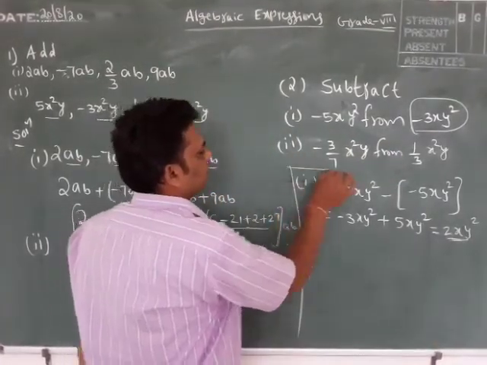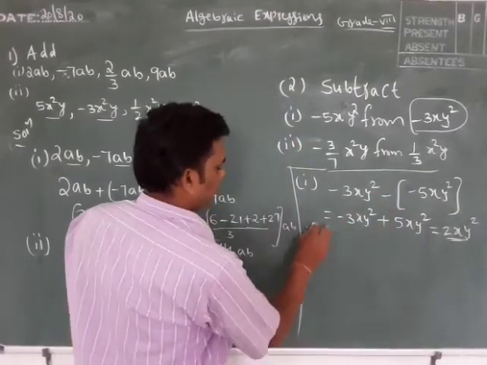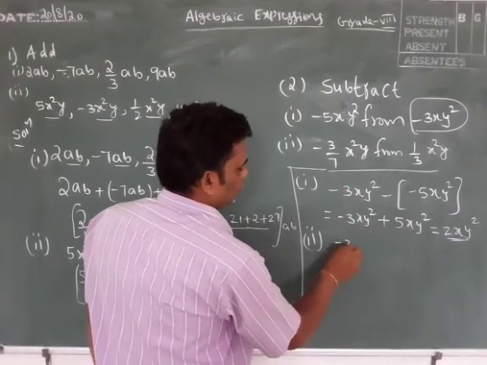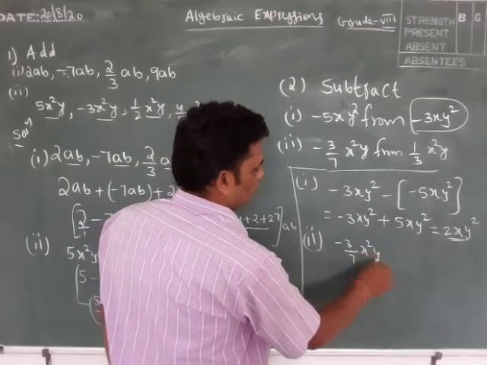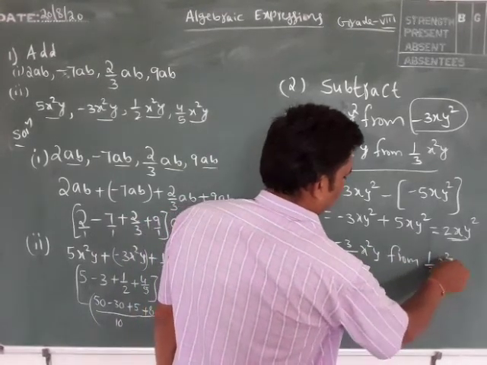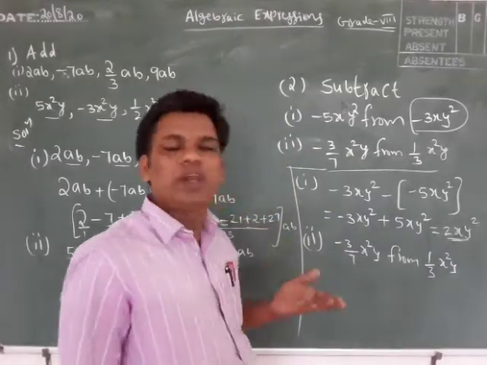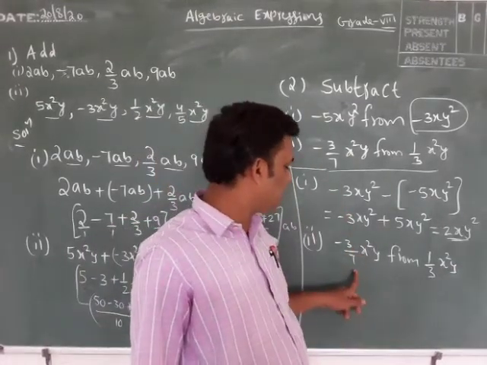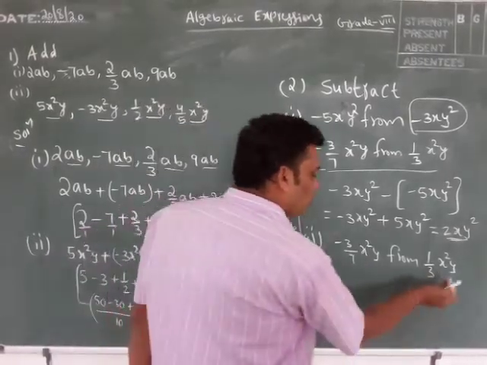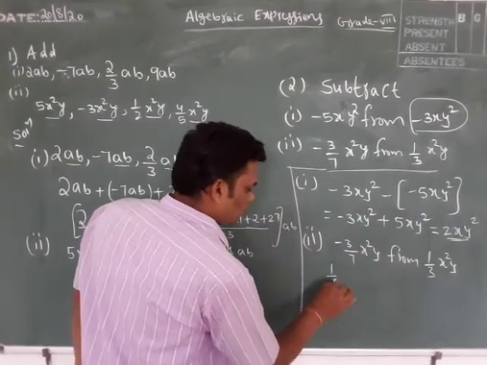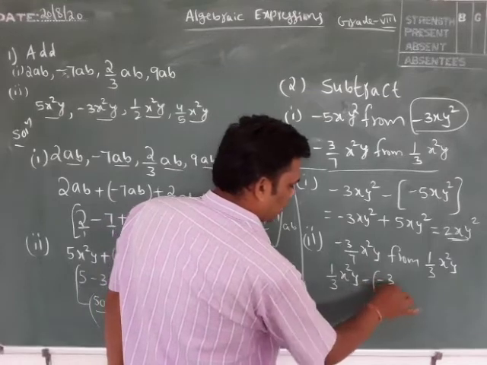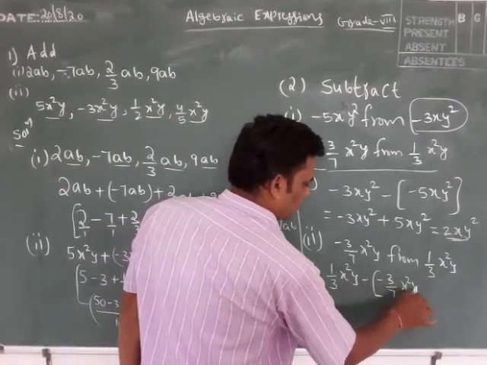Second one, see this. Second one is important here. Subtract minus 3 upon 7 x square y from 1 upon 3 x square y. Don't get confused here. From what they gave, from this we have to subtract this one. Means 1 upon 3 x square y minus 3 upon 7 x square y.